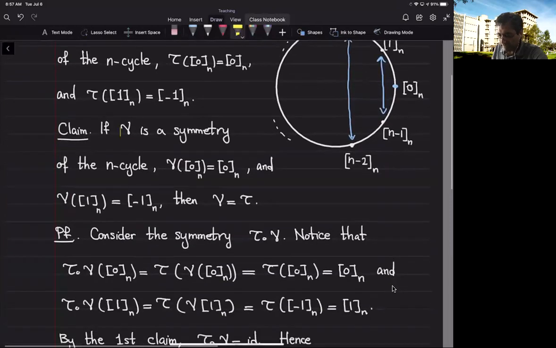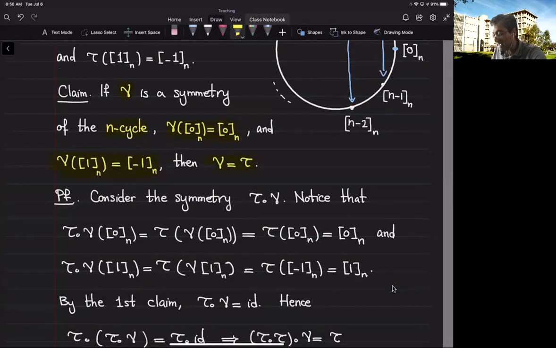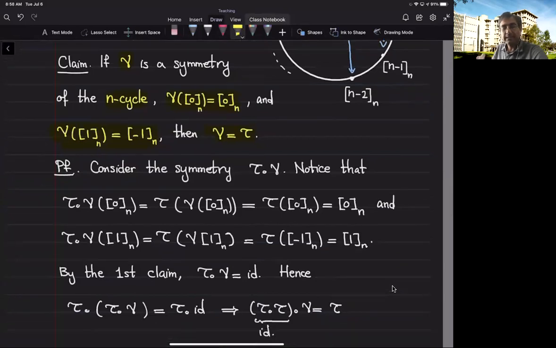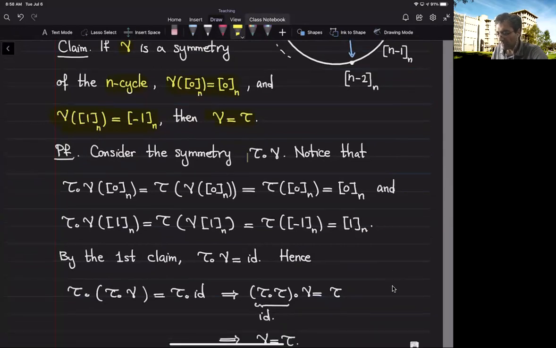Okay, so if gamma is a symmetry of the n cycle, and it fixes 0 and sends 1 to -1, then gamma is just tau. The technique of the proof of this claim is quite interesting and quite general. In the previous claim, we proved this type of rigidity, that if we fix 2 consecutive points in this graph, then it should be identity. Now we are going to use that rigidity in order to show this claim. How do we do that? We look at the composite of tau and gamma.